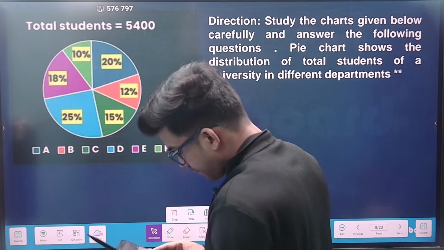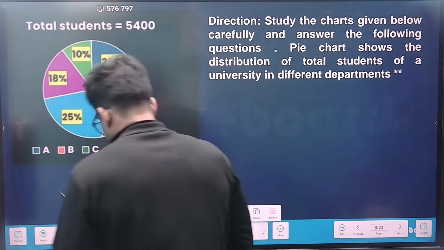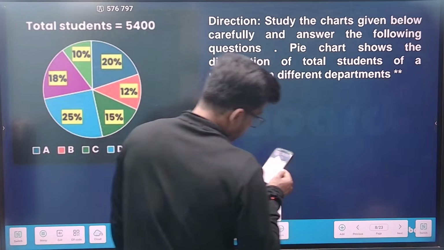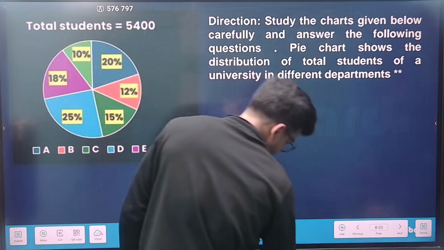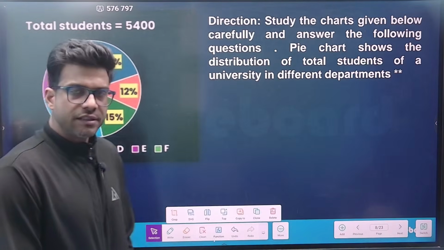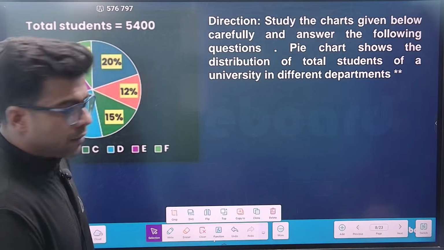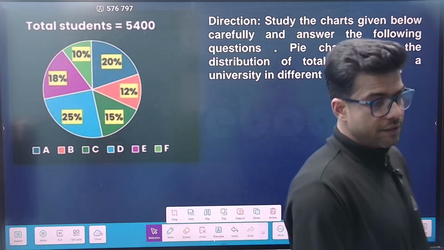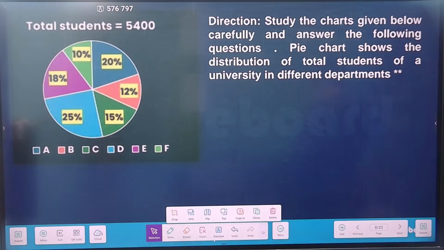Yeah, we can have. Yeah, we will have. Soon we will start a reasoning class also. Soon we will start the reasoning class also. I hope you are enjoying the maths class, so you will enjoy the reasoning class also. Okay. Soon.